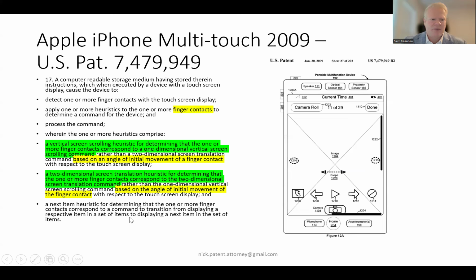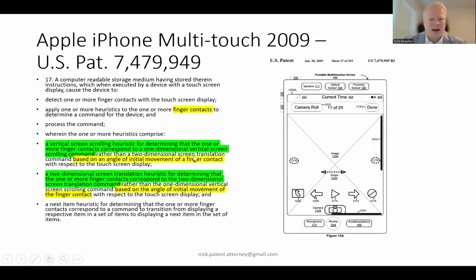So you can have a scrolling vertical that's one-dimensional, or you can have a two-dimensional, I think, doing the vertical and the horizontal. And then lastly, a next item heuristic for determining that the one or more finger contacts correspond to a command to translate from displaying a respective item in a set of items to displaying a next item in the set of items. So I think that's showing when you have a page of icons, and it's a heuristic to determine if you're switching to another page of icons. All right, so again, that's a lot of language. You just have to remove one of these, or do it differently, so you're not covering all of these claim steps.